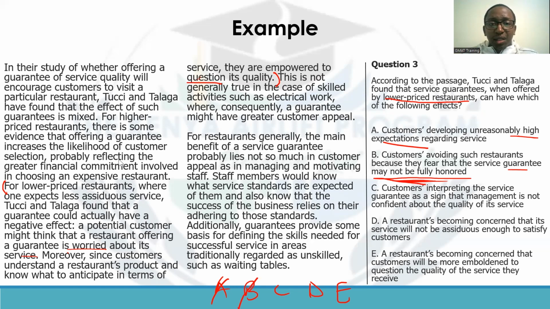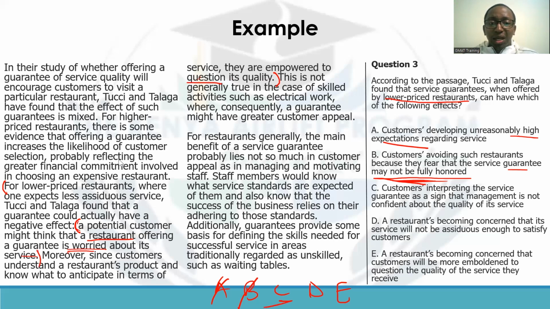And then C, customers interpreting the service guarantee as a sign that management is not confident about the quality of service. We can see that here. A potential customer might think that a restaurant offering a guarantee is worried about its service. If a restaurant is worried about its service, that will mean, of course, the management and the staff are worried about the service. So saying that is a sign that management is not confident about the quality of service. It says exactly what it says in our portion here.